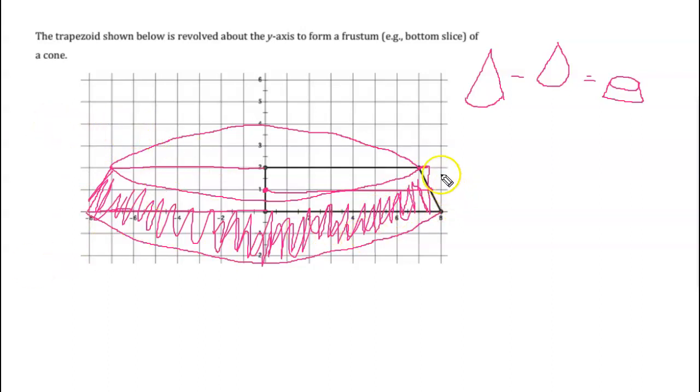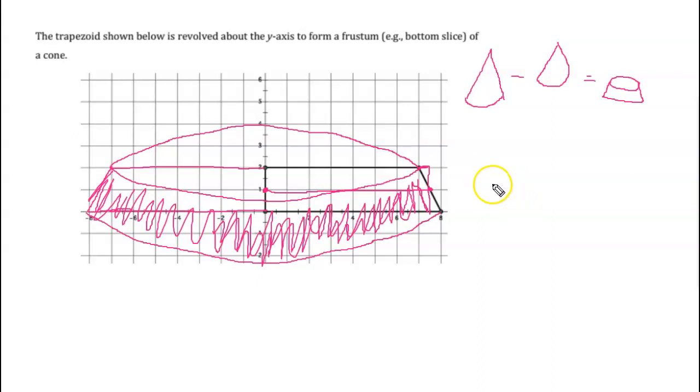But the volume that is created is the same. That volume is distributed differently. It's got a different shape to it, but it is the same volume. And so what we can do to help us find the volume of a frustum, instead of trying to figure out what that whole cone is and chop the top off of it, is actually come up with a formula for a frustum.